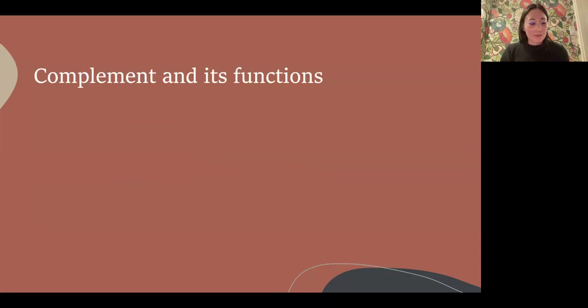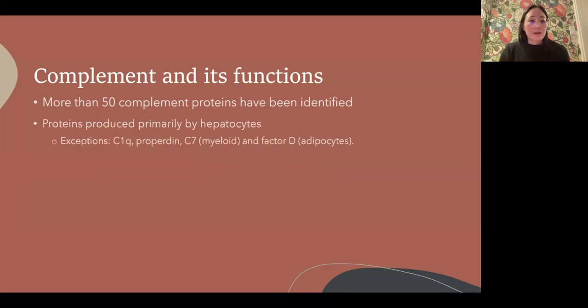So what is complement and what does it do? Complement, we now know, is comprised of 50 complement proteins either in the cascade or that regulate the cascade. It makes up about 5% of our total serum proteins, so they're quite important. Most of them are produced by the liver, but there are some exceptions. C1q, which we'll talk about later, is produced by myeloid cells, and factor D is produced by adipocytes.